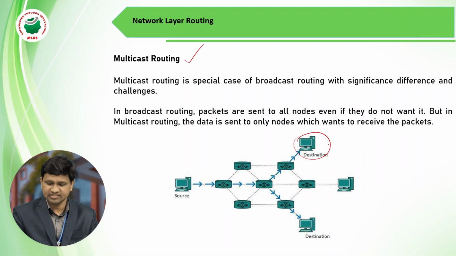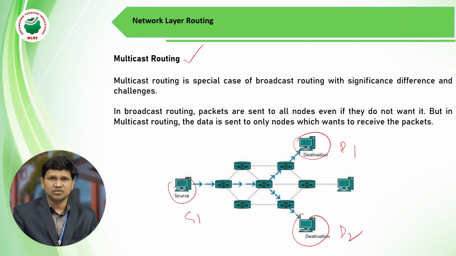So the next one is multicast. Here we have destination 1 and destination 2, and here only source 1. From source 2, multiple destinations also we can share or exchange the data, as we know.